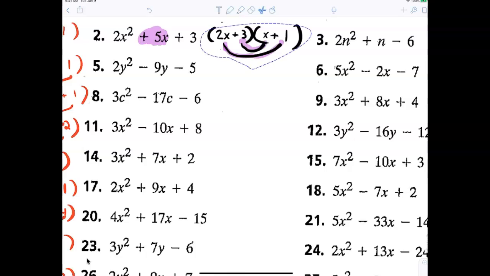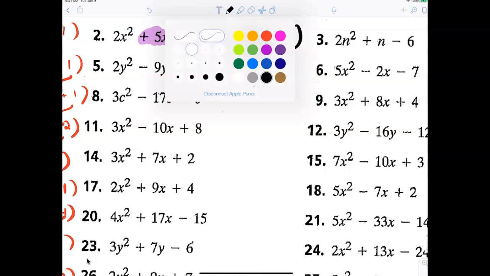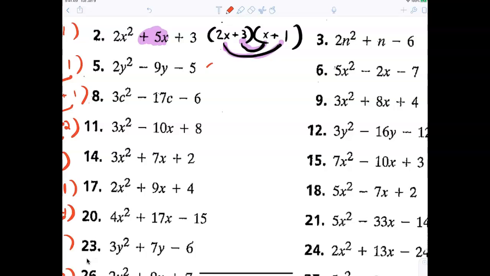All right, so with number 5, again, I'm trying to get 2y squared. So to get 2y squared, what goes in my 2 sets of parentheses? 2y and y. Now, what are my only factors of 5? Now, I'm going to put it in the wrong spot right now, just to show you. It doesn't always work out easily. So I'm going to put the 5 here, and I'm going to put the 1 here.